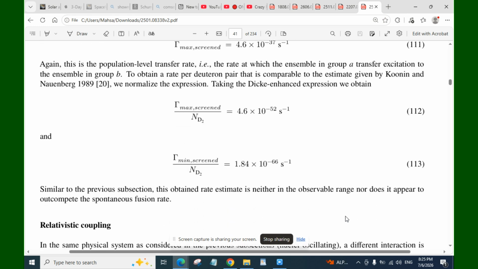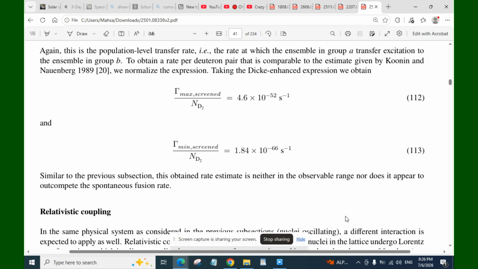For example, the rate at which the ensemble in group A transfers excitation to the ensemble in group B. To obtain a rate per deuterium pair that is comparable to the estimate given by Koenig and Neuenberg 1989 based on reference 20, we normalize the expressions taking the decay enhanced expressions. We obtain tau maximum screen divided by n deuterium is equal to 4.6 multiplied by 10 to the power minus 52 1 per second, and tau minimum screen divided by n deuterium is equal to 1.84 multiplied by 10 to the power minus 66 1 per second.